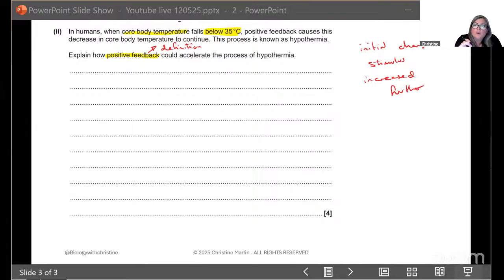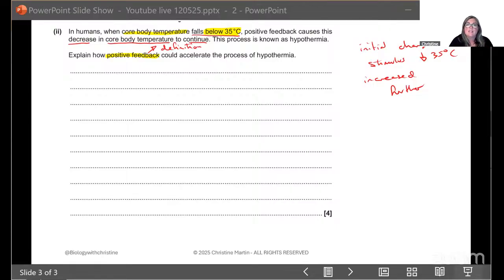Well, what we've got here is they're talking about when the temperature falls below 35 degrees C, positive feedback causes this decrease in the body temperature to continue. So the stimulus was to fall below 35 degrees C, and what we're going to do is increase that. So when it decreases, this is going to lead to a further decrease in body temperature. And that was all in the question. That bit is just about you explaining what positive feedback is.